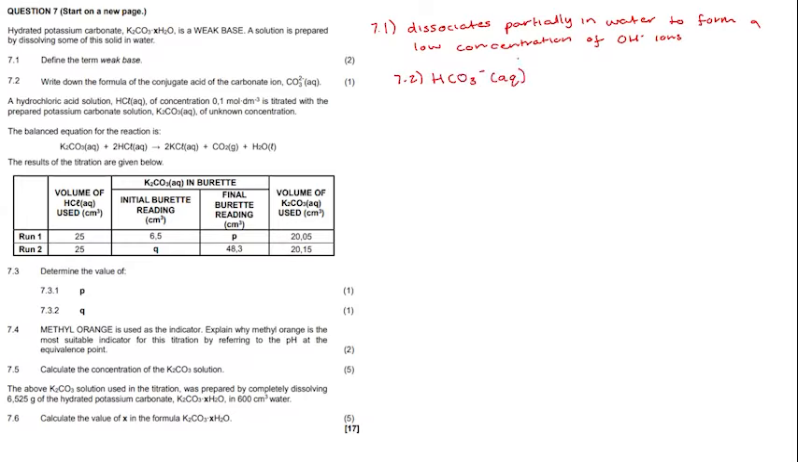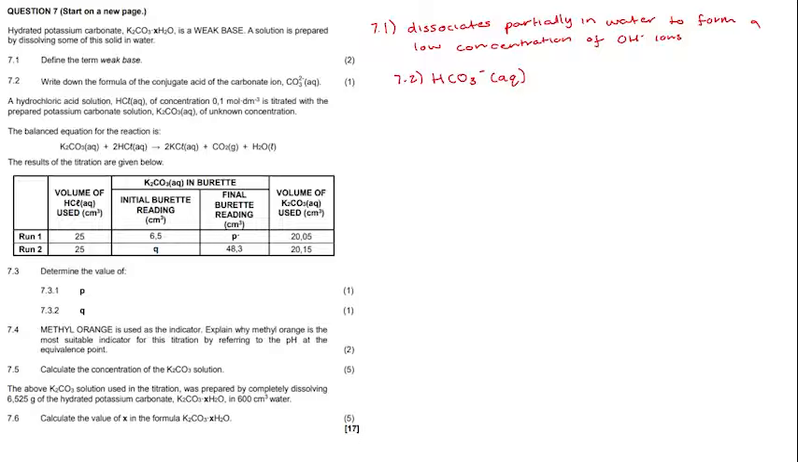And this, since it's an ion, it's in an aqueous solution. A hydrochloric acid solution of concentration 0.1 moles per decimeter cubed is titrated with the prepared potassium carbonate solution of unknown concentration. The balanced equation for the reaction is, this is the equation. The results of the titration are given below. Question 7.3. Determine the value of P.